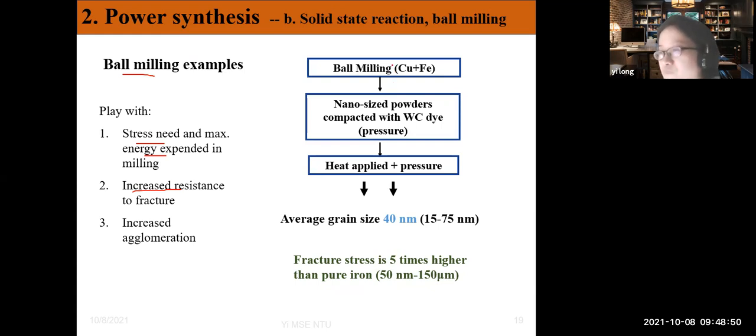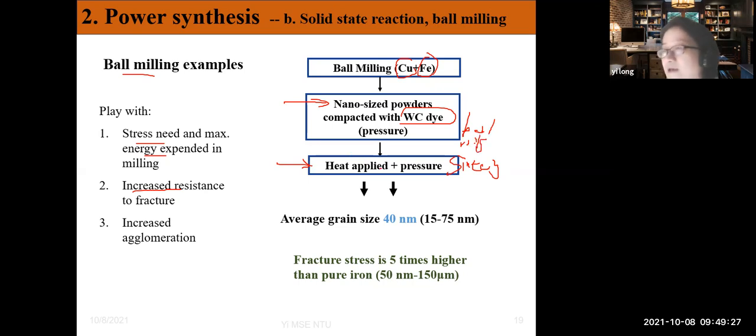Okay, so I give you these examples. For example, you have copper and iron. These two metal powders, you ball mill them together, okay? Then they use tungsten carbide, which is a big grinding media. So use this tungsten carbide, and in the end, you will get nano-sized powders. Then you follow by heat and pressure. So this one is heating, more or less like sintering, right? So this one is like ball milling.